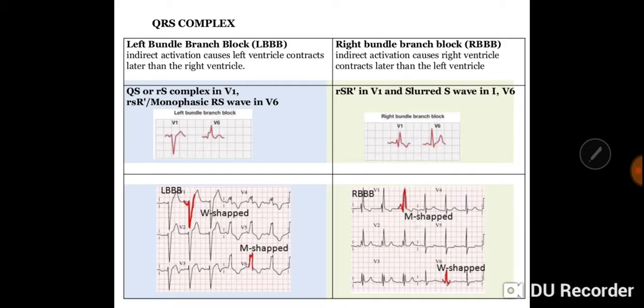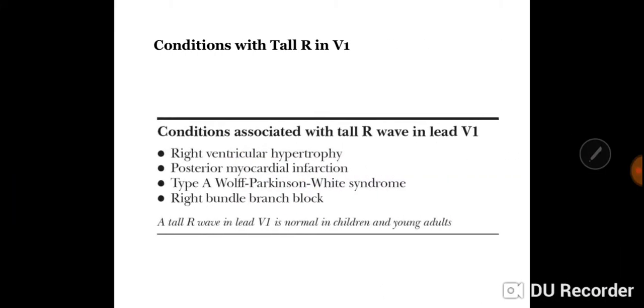Now, in a right bundle branch block, you remember Morrow. Morrow has M in V1, W in V6, and double R stands for right bundle branch block. It's a small r, capital SR pattern, and a slurred S wave in lead 1 and V6. So William for left bundle branch block and Morrow for right bundle branch block. So these are the conditions in which usually you can have a tall R in V1.